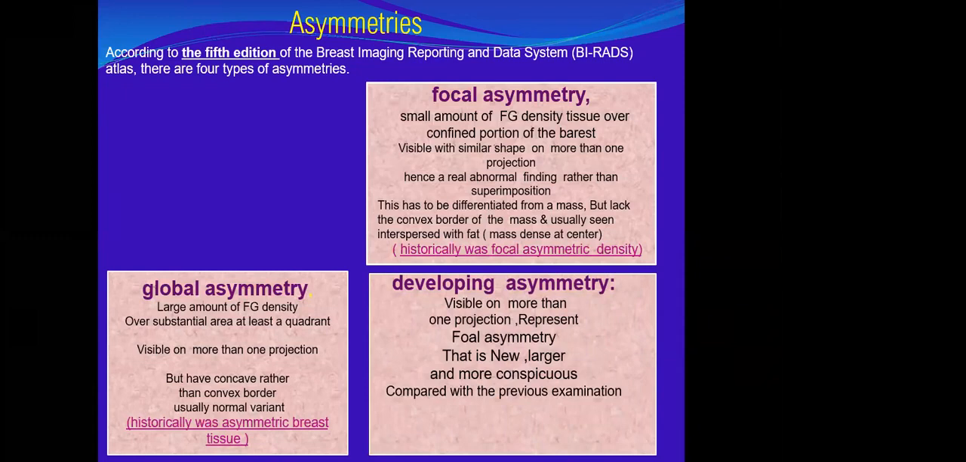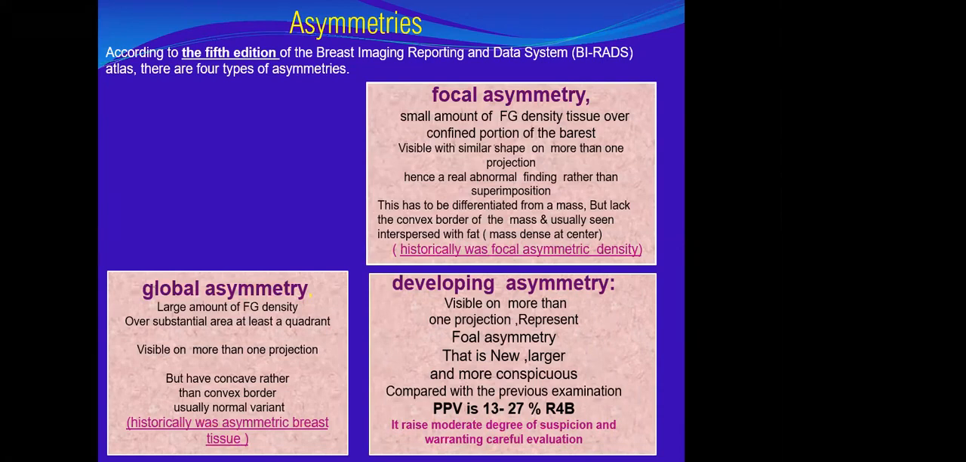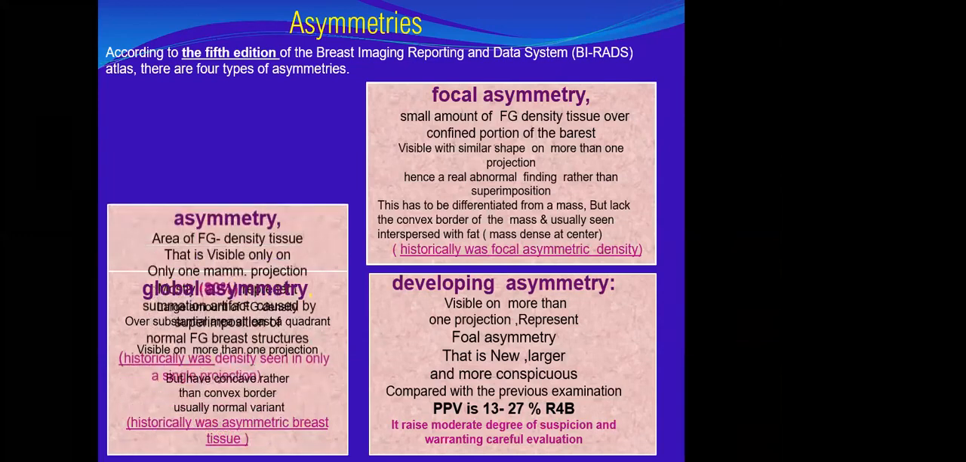Developing asymmetry, usually seen in more than 1 projection, represents a focal asymmetry that is new, larger, or more conspicuous compared to previous examinations, with a positive predictive value ranging from 13 to 27 percent. That means it represents BI-RADS 4B. It raises a moderate degree of suspicion and warrants careful evaluation.